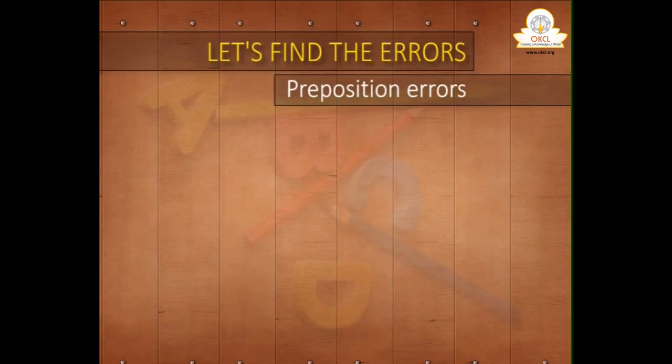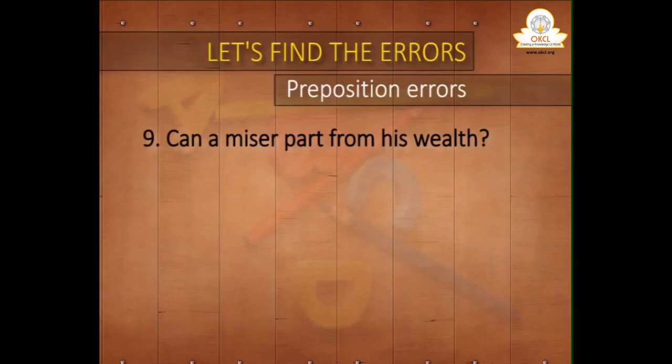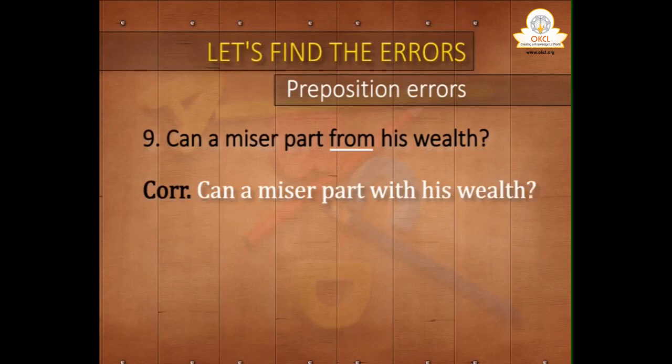Can a miser part from his wealth? Listen. Remember the first sentence we did. Part with his friend was wrong. Part from his friend, because friend is a person. If it is a thing, it becomes with. So here part from his wealth is wrong. So, can a miser part with his wealth is right. Let's see the next sentence.